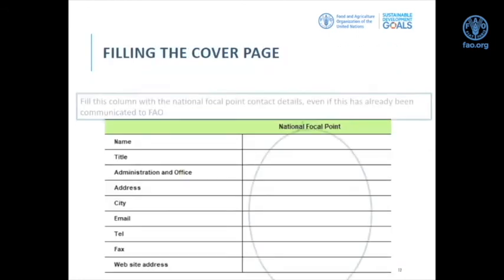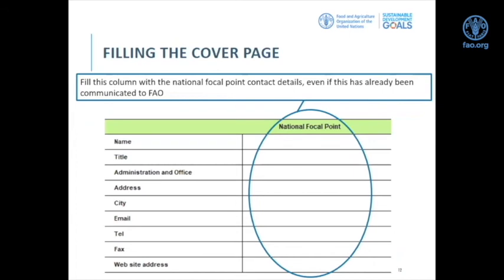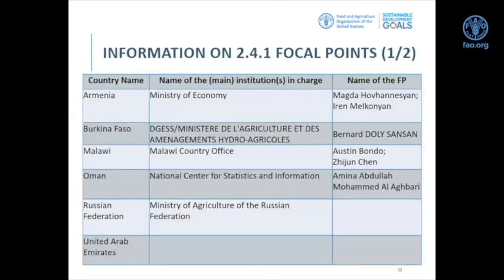So let me now show you how to properly fill in this Excel. The first page, the cover page, is like this one. You need to fill the column with the national focal point contact details, even if this has already been sent to us in the past, because this will help us understand if the focal point has been confirmed or if he or she has been changed. About that, these are the focal point details that we have for your countries. So we kindly ask you to let us know if there have been any changes, in particular maybe for United Arab Emirates and South Africa.